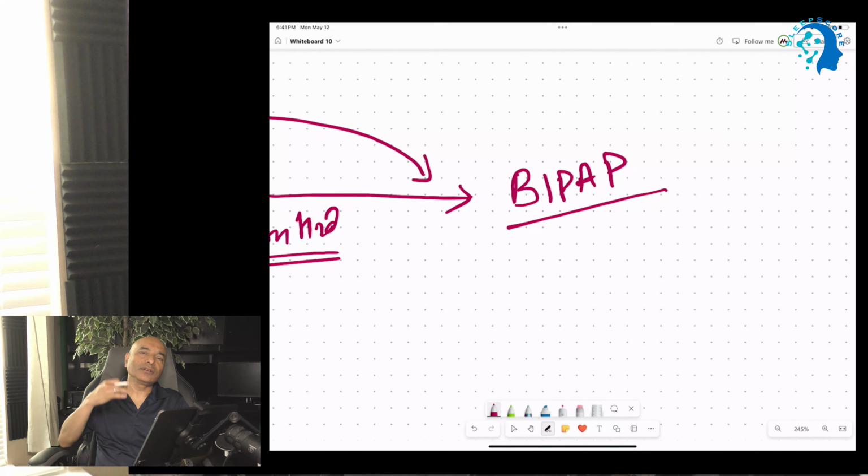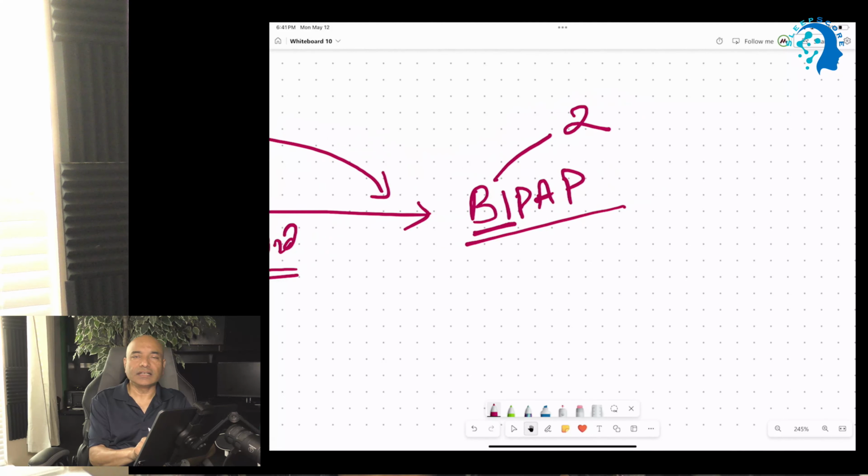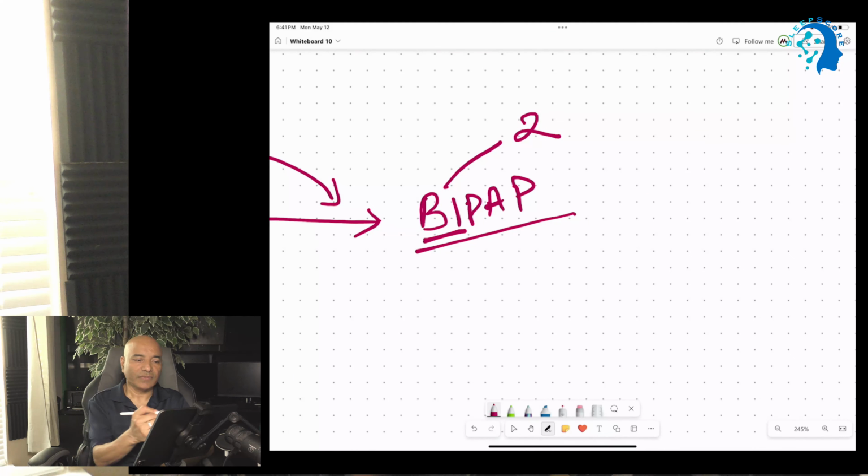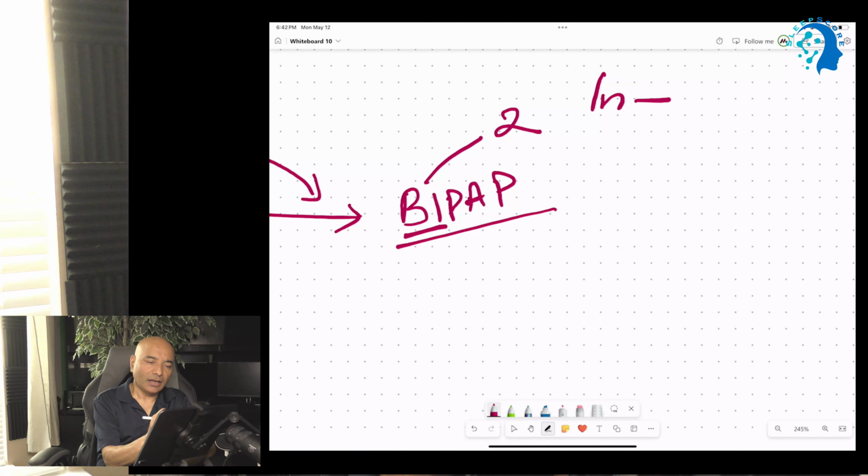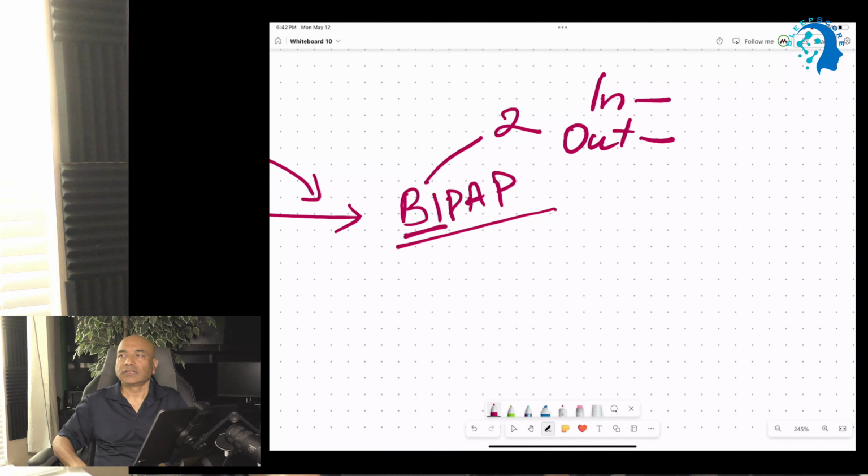BiPAP is another therapy. It is just like CPAP, but it is called BiPAP. So what does bi mean? Bi means double. Yes, 2, right? Here, 2 means in and out. That is bi.